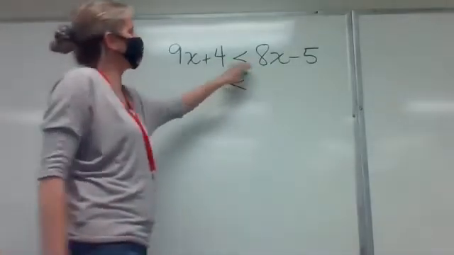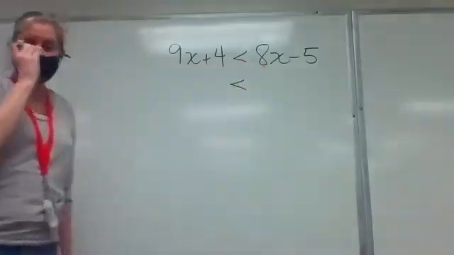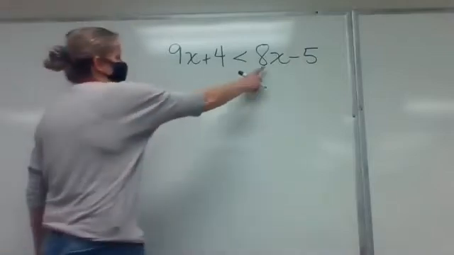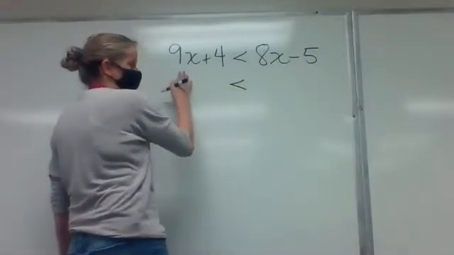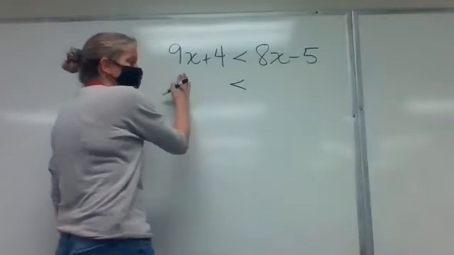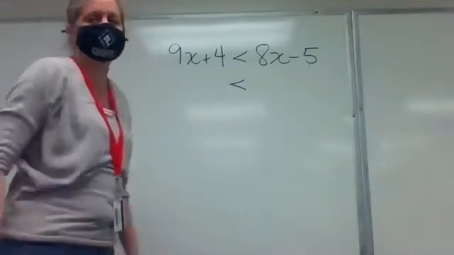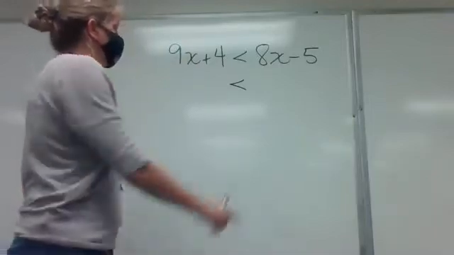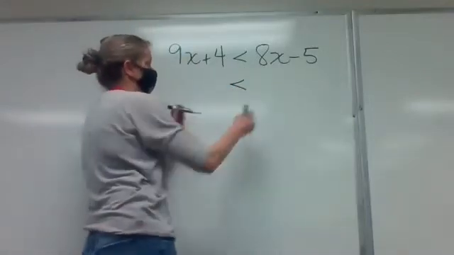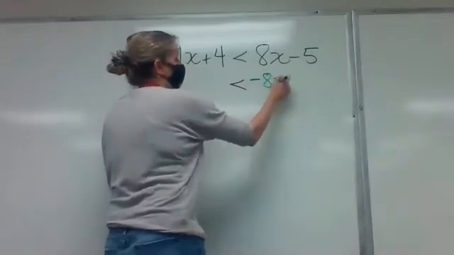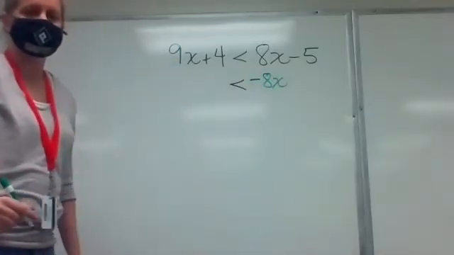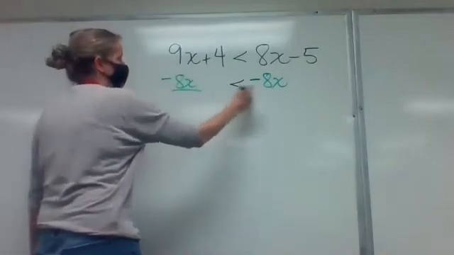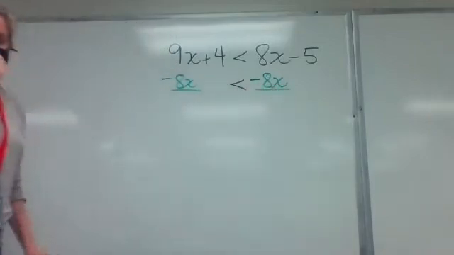I notice I do have x's on both sides. When I'm doing inequalities, I always cancel out whoever is on the right, because I like my x's to be over here, because it's easier to read an inequality when your x is on the left of it. So I'm going to subtract that 8x from both sides.